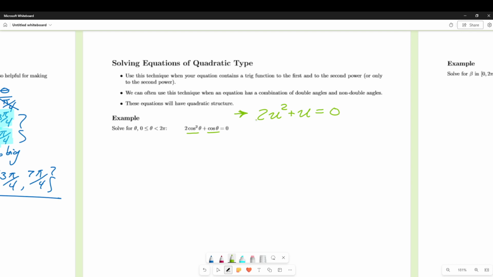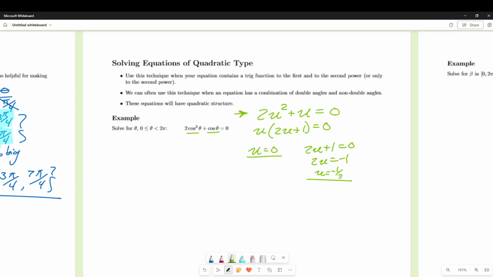So, what would you do to solve 2u squared plus u equals 0? Well, ideally, you would factor out a u. Get that equal to 0. And then the zero product principle says you have a solution when u equals 0, and when 2u plus 1 equals 0. So you'd have u equals 0 as a solution. And 2u equals negative 1, divide by 2, u equals negative 1/2 as your other solution.